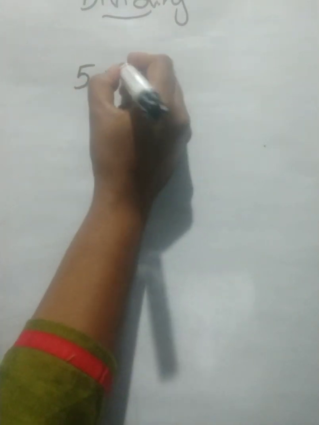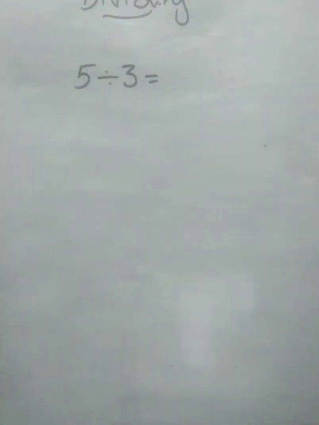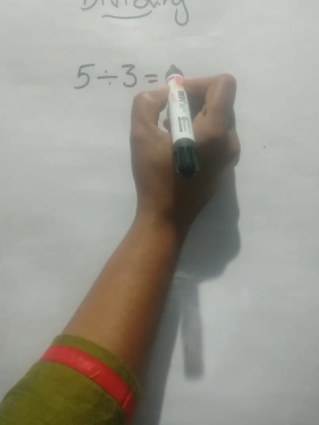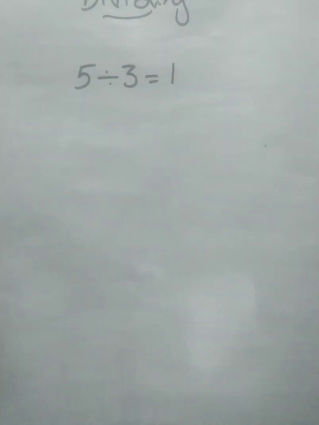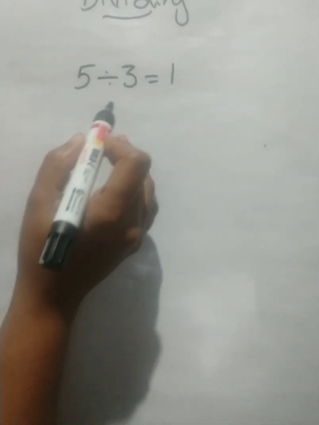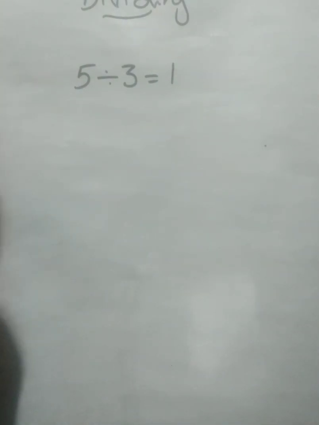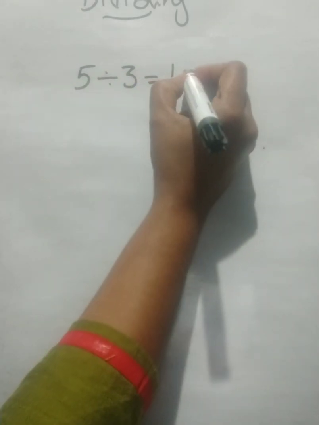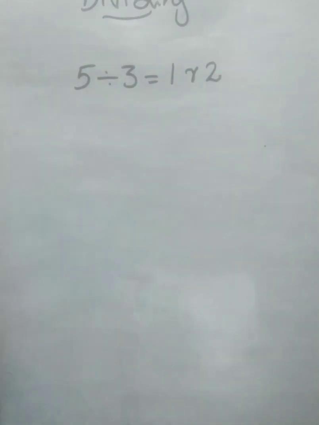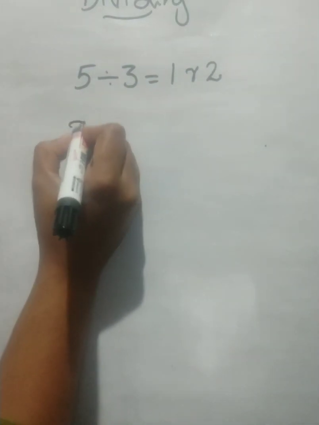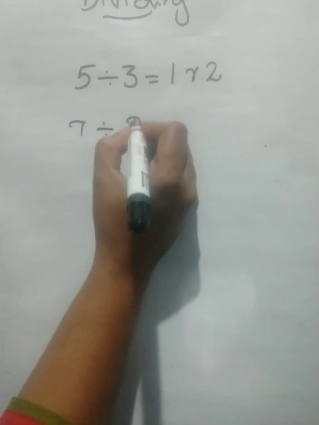That is 5 divided by 3. How many 3's are there in 5? You all know that 1 three is there in 5. 1 three is equal to 1 times 3, 3. So, what is the remainder? 2 is the remainder.